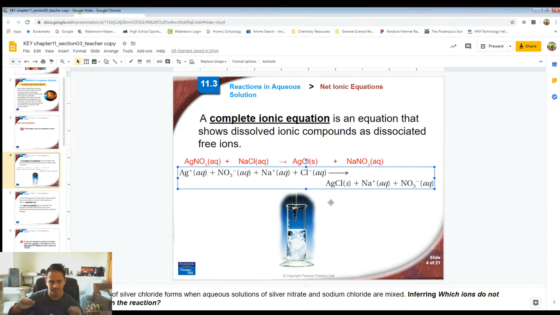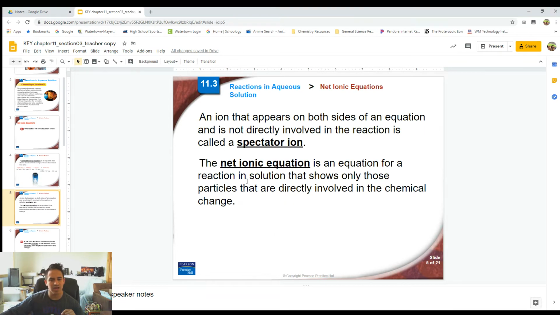So nothing happened for them. They would not be part of the chemical reaction. The only things that actually did anything were the silver ion and the chloride ion, which made a new compound that was a solid. Okay, so our net ionic equation here is where we're going to rewrite everything, but we're only going to show the particles that were directly involved in the chemical change.